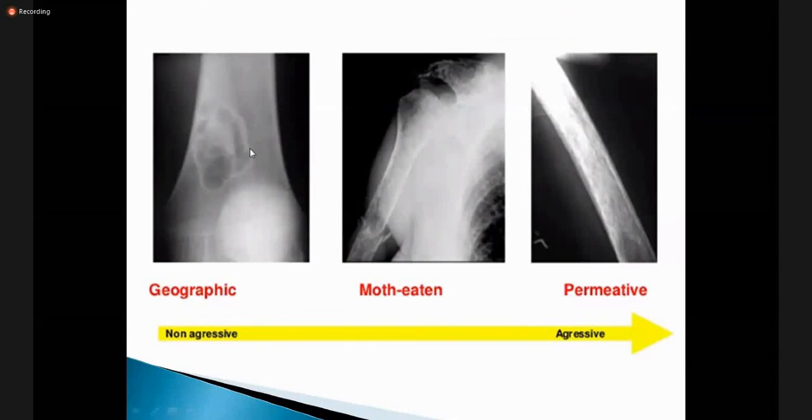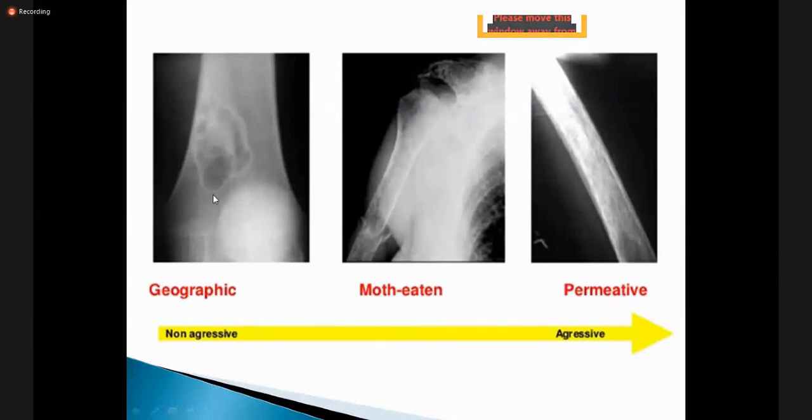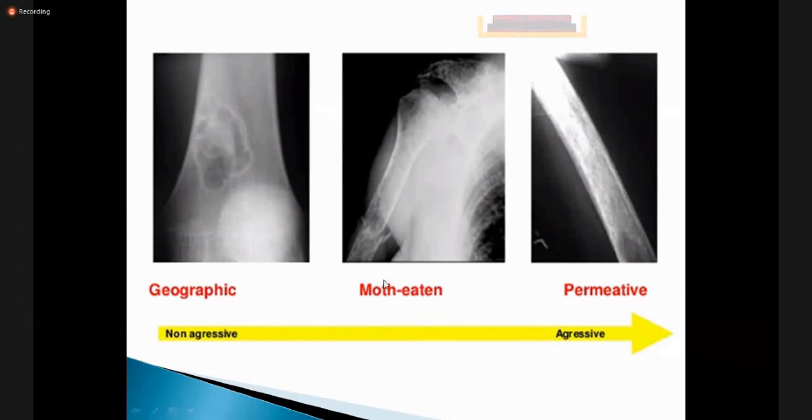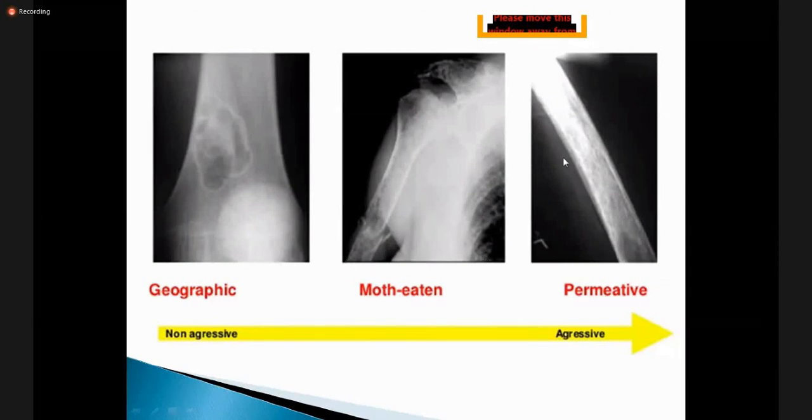There is a geographic lesion which is lytic, and there is a well-defined margin, a sclerotic margin. Usually, these tumors are not aggressive, are small, minimally aggressive. Then there are multiple small lesions within the medulla of the humerus. So these are moth-eaten. When we go from geographic, to moth-eaten, to permeative, the aggressiveness is increasing.